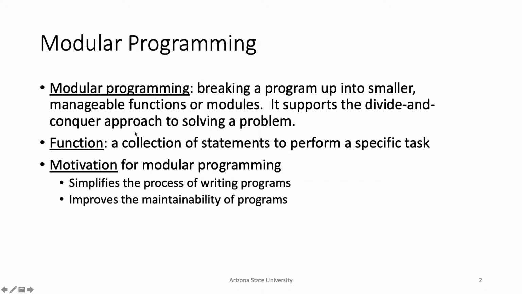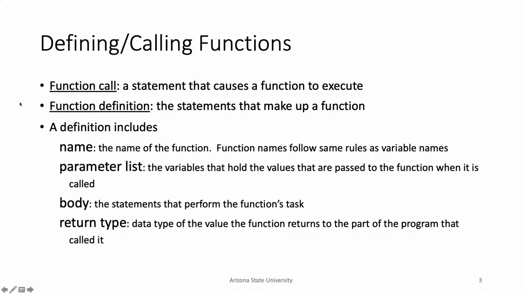So it supports this divide and conquer approach. Divide and conquer is a term that's used for something else in computer science, but the idea is that we're breaking it apart and conquering each of the smaller tasks, instead of conquering the giant task, which may be too hard. A function is basically a piece that does one task. A module in modular programming, same thing, function or module. The motivation is that it simplifies the process because we only have to think about one thing at a time, and improves maintainability because now we only need to modify it in one place instead of many places. So how do you actually make a function?